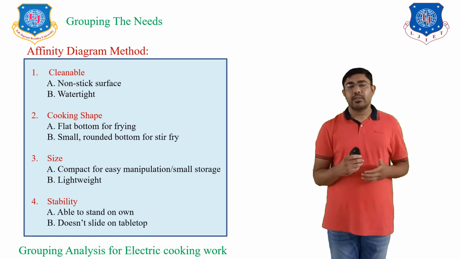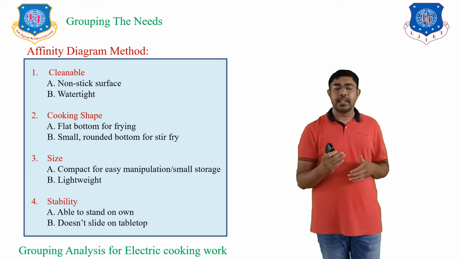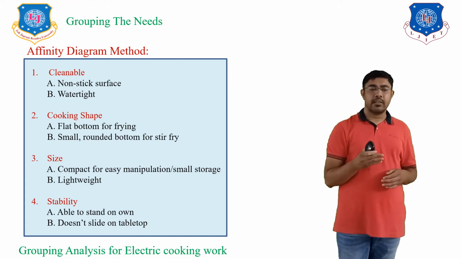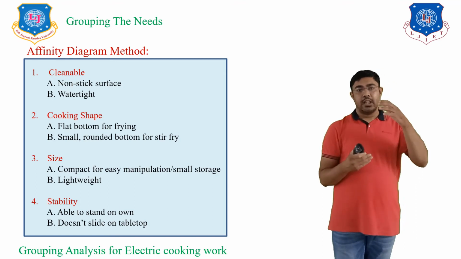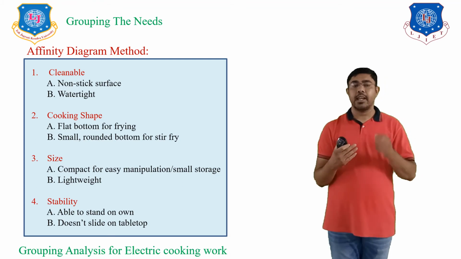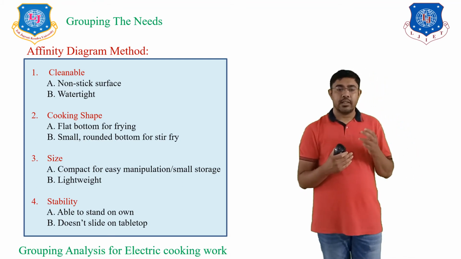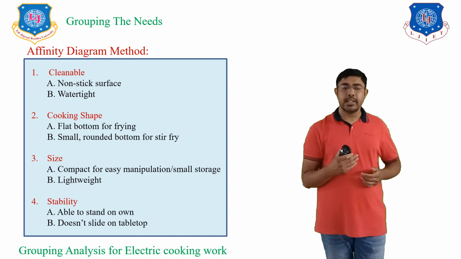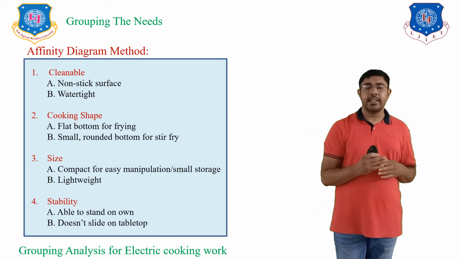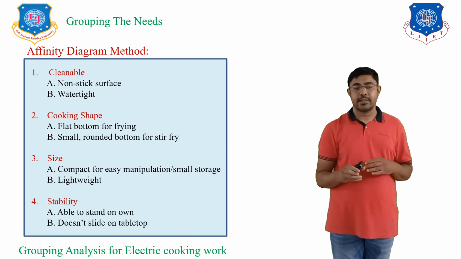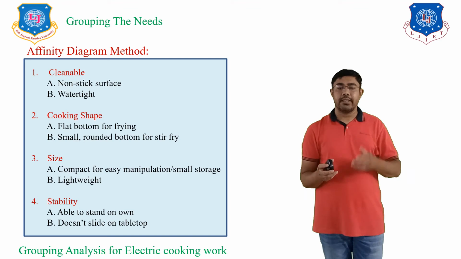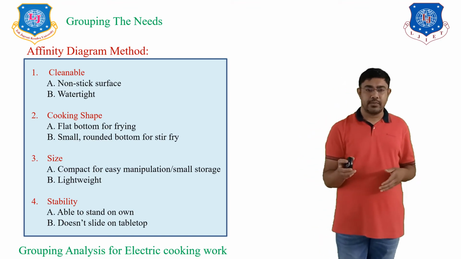The fourth criterion is stability, and that is considered in the fourth column. Among the interpreted needs from the customer, two are relevant to stability. First is able to stand on its own, and second is doesn't slide on the table. Both needs are relevant to stability, so they are placed in the fourth column.